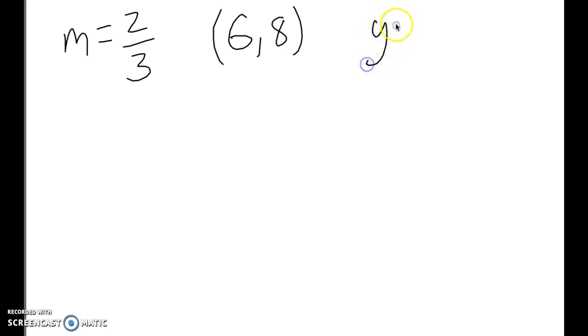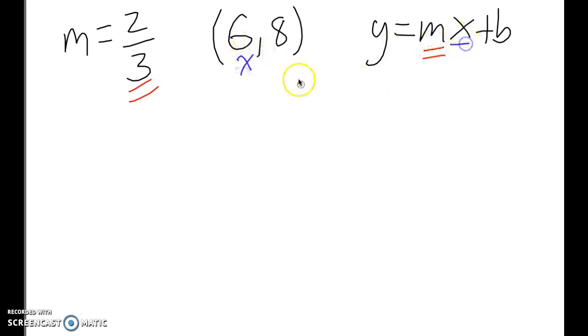To start out, we could start with any equation of the line, but I'll start with the slope-intercept form just because it's a little bit more familiar for most people. Then we start with our substitution. So our slope goes in for our slope, and then our x-coordinate goes in for x, and our y-coordinate will substitute in for y. And then we just simplify and solve for our intercept.